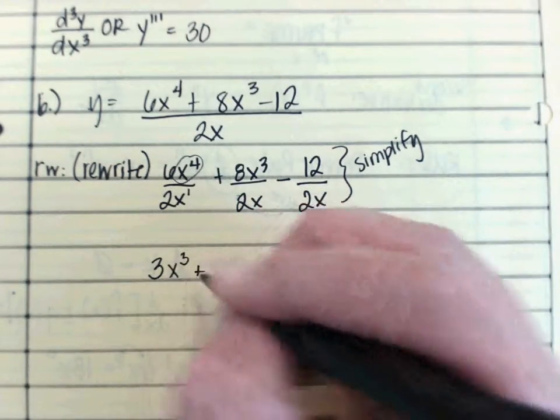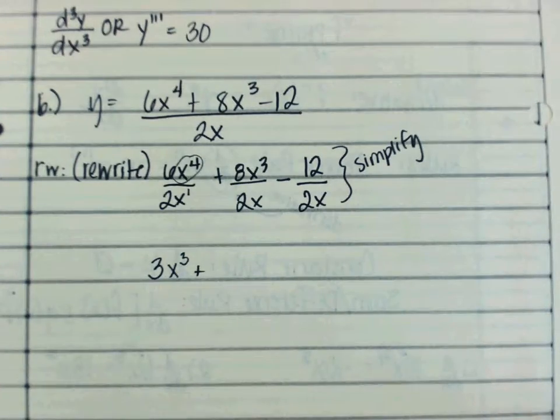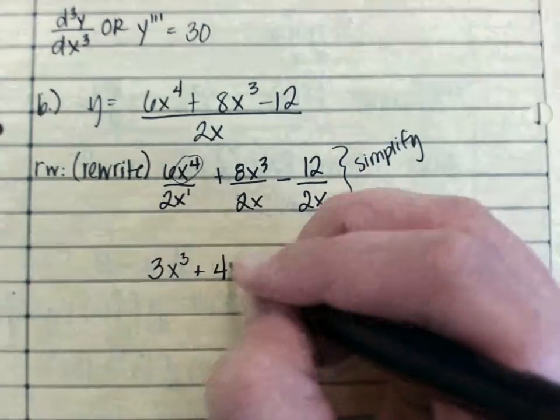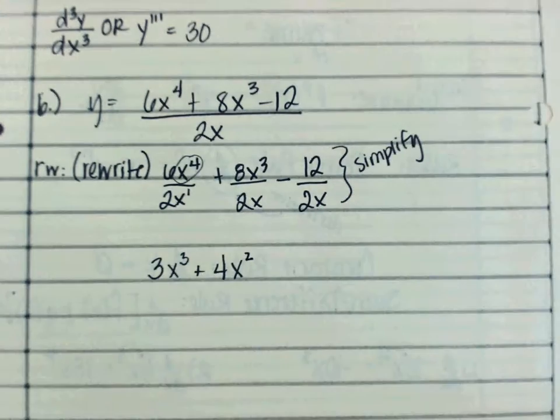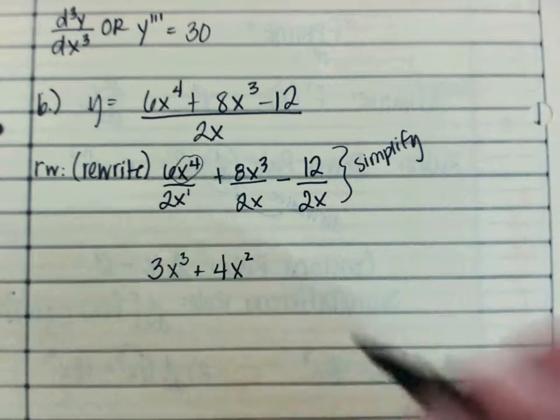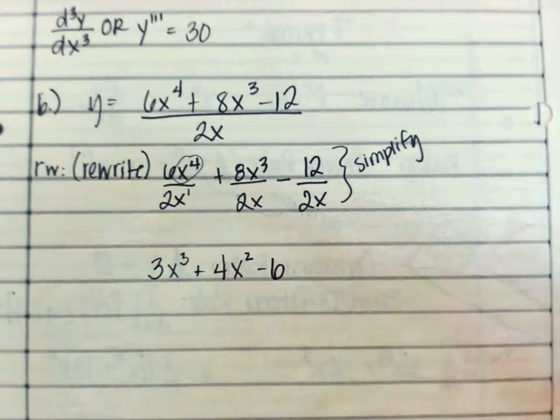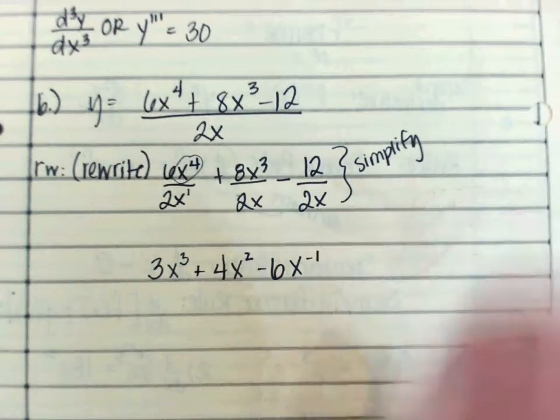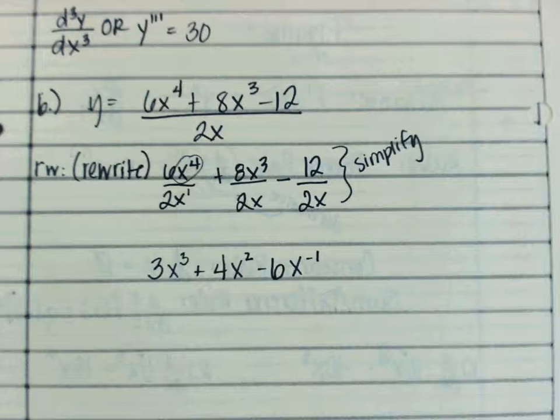Okay, next term, I have 8 divided by 2 in the front. What's my constant? 4. How many x's left over? 2. Squared, very good. Then for my last one, 12 divided by 2 is 6. There are no x's to combine. How do I write it as a power if it's on the bottom? Negative. X to the minus 1. Okay? Now that it's written as a power, you can take that derivative.